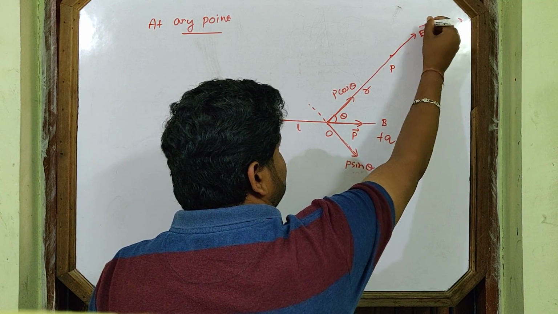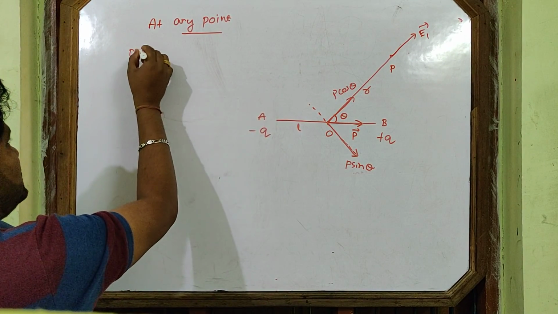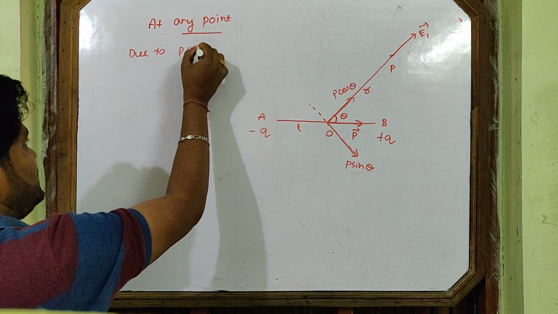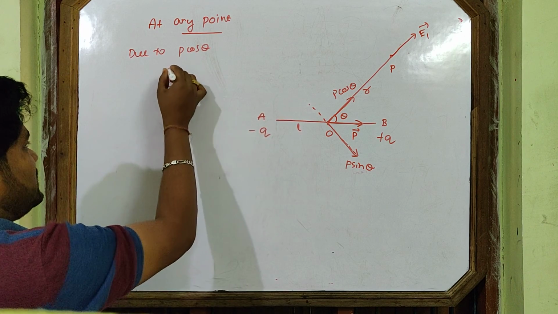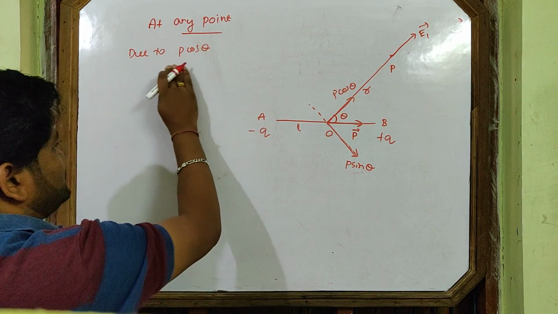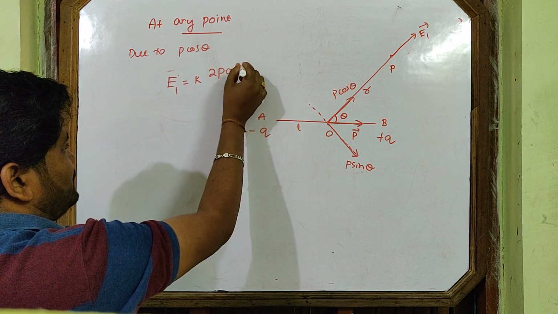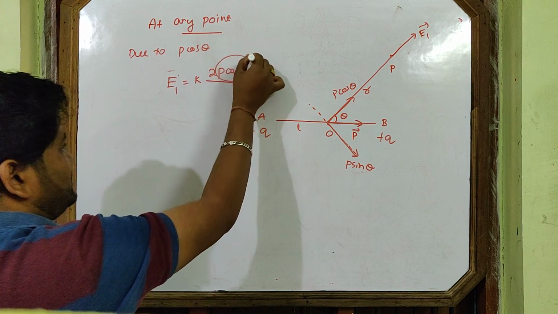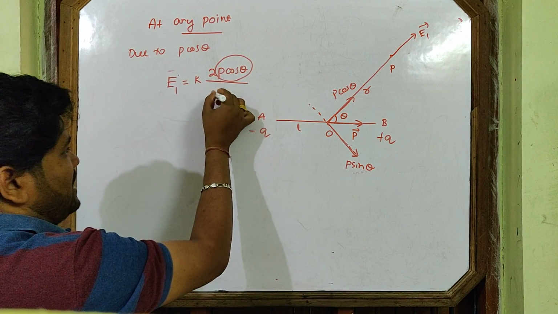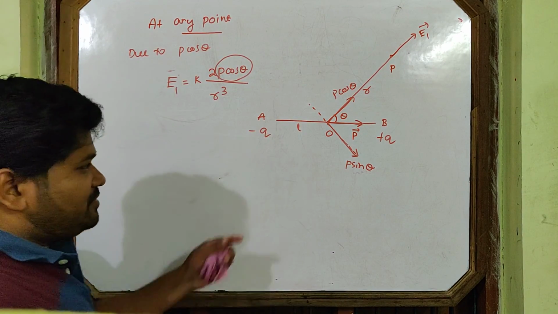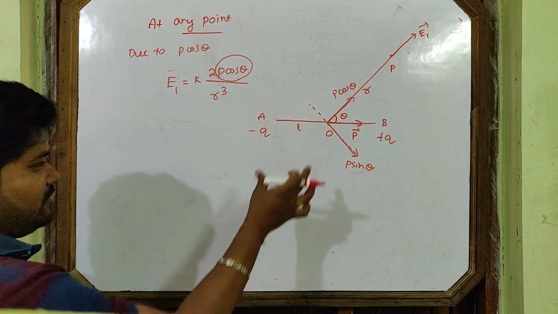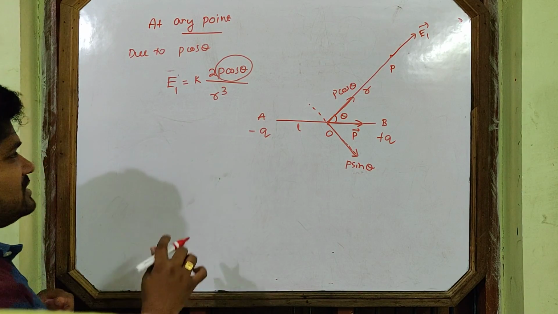This E1 vector is due to P cos theta. So due to P cos theta, E1 vector. Okay, so I am writing only the magnitude here. K, what is the formula? 2P, but P means here P cos theta. 2P by r cube. From the starting I have taken a short dipole. Okay, from the starting. K 2P cos theta by r cube.